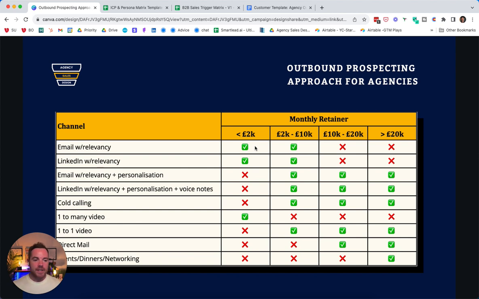Moving into 10K to 20K, just sending relevant emails without personalization might not be enough. So you really want to make sure that you are personalizing your messages to that individual. Now, a quick note on personalization, it's not just about inserting the first name, the company name, and doing little bits of personalization like merge tags like that. It's actually about making that message extremely personalized and customized to the individual prospect that you're reaching out to.